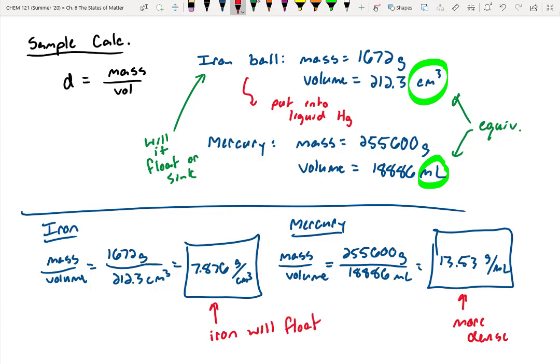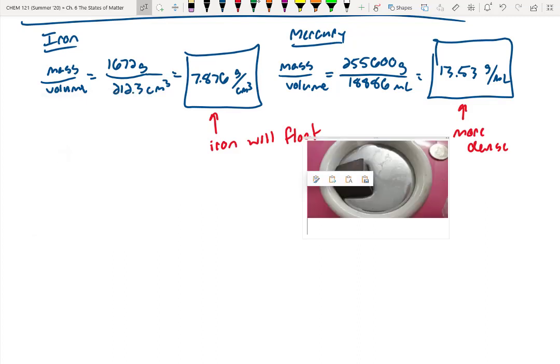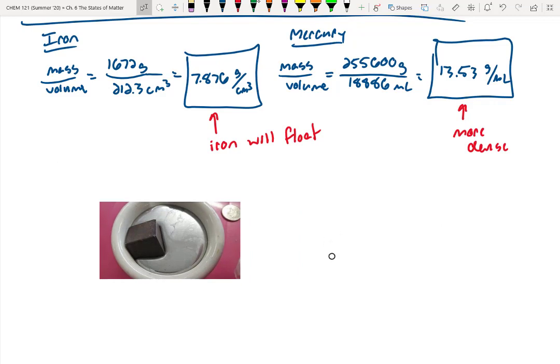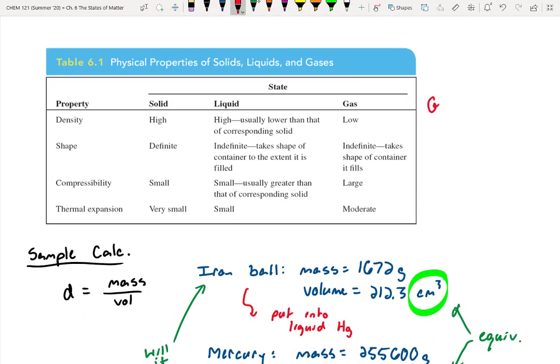And it's weird to think about an iron ball floating on a liquid, but just because something's a liquid doesn't mean that it's always less dense than a solid, and this is a good example of that. In fact, I pulled up a picture of what this would look like. So here we've got an iron ball, or actually iron square, and in here we've got our liquid mercury. So it is important, if you are given these, to always do the math. Try to prove it to yourself, because in this chart up here, these are just general guidelines, meaning they are not always true.